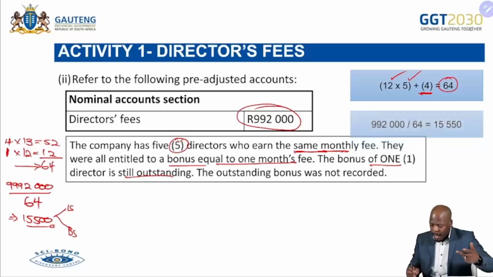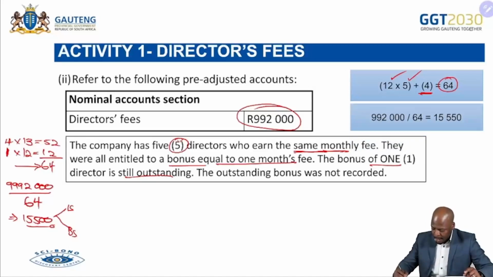And then once I get that, I then say my 992,000. Remember, we were getting that from here. Here's my 992. Then you divide it by the 64. That gives you your 15,500. Exactly the same as I had calculated down here.